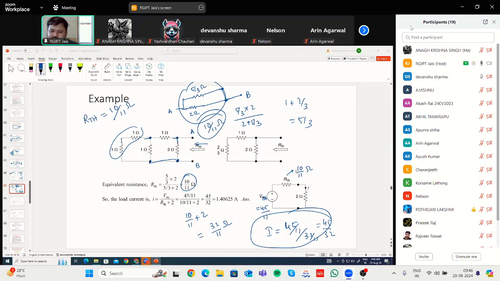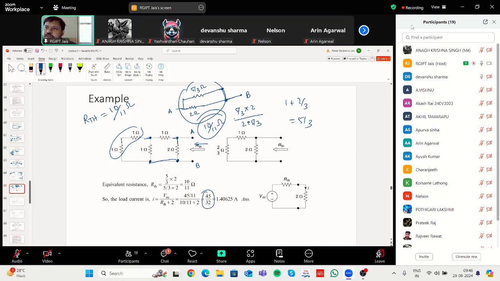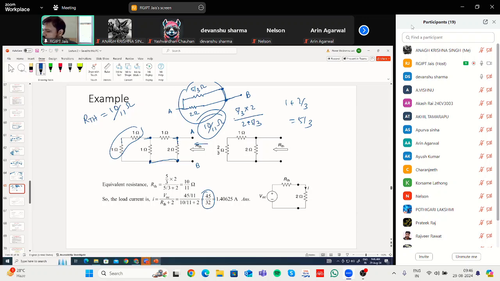Now, if you know Thevenin's theorem, we will learn Norton's theorem separately. But if you know Thevenin's theorem, can't you apply Norton's theorem? Can't you get a current source and a resistance in parallel to it? Yes, you can. You're simply using source transformation. Let us say the current I flowing is 45 by 32. So then, this is the load resistance. Forget about this part.